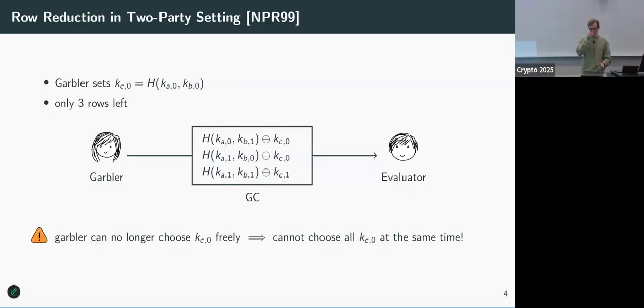So in the two-party setting, this is nice. The garbler now can compute this KC0 wire label as a function of the input wires. This reduces the degree of freedom in the garbling equation. And this means that he cannot choose all of these KC0 values for all the AND gates in the circuit at the same time. In the two-party setting, this is not a problem because the garbler can just step through the circuit and then send the garbled circuit afterwards. But in the multi-party setting, this is no longer possible because we want to garble all the AND gates at the same time. And this is the reason why row reduction in the multi-party setting is more difficult to do.